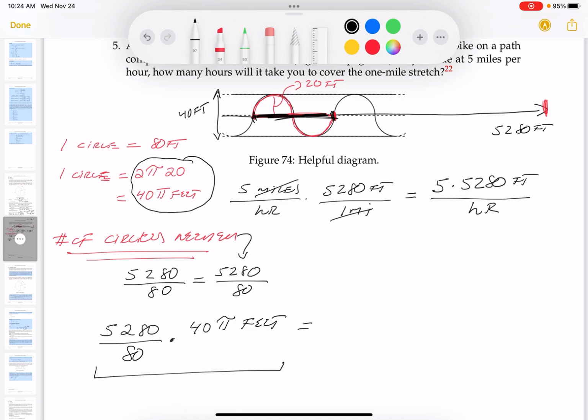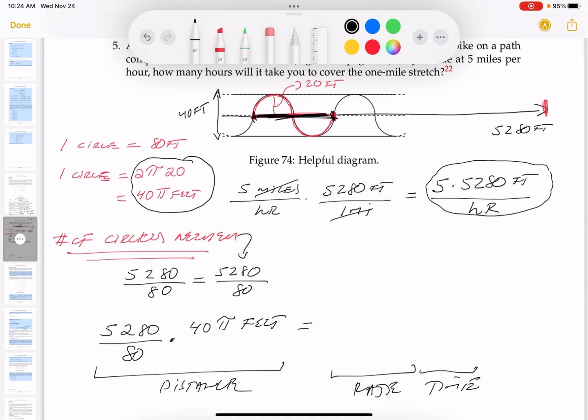This is going to be distance, and that's going to be equal to the rate times the time. I don't know the time yet. So let's see, what's the rate going to be? Well, the rate's over here. This is how fast he's riding his bicycle. So he's going to go 5 times 5,280 feet per hour for t hours. All right, let's see if we can do that now.